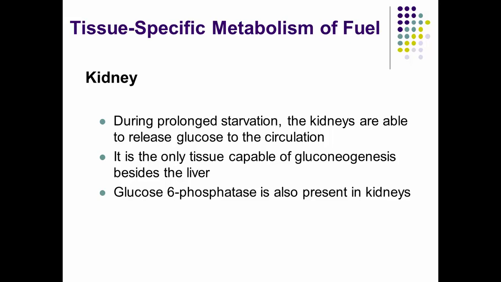And kidney, we know, is a very important organ, right? And it can make glucose during starvation. So kidney contributes, or releases, glucose to the circulating glucose. And the difference is that kidney has glucose 6-phosphatase, so glucose can be made and released into the circulation.